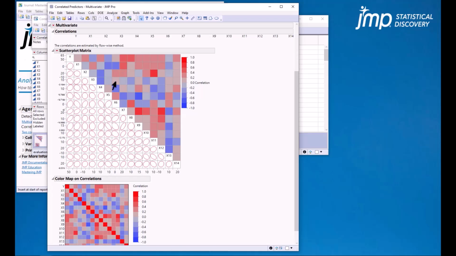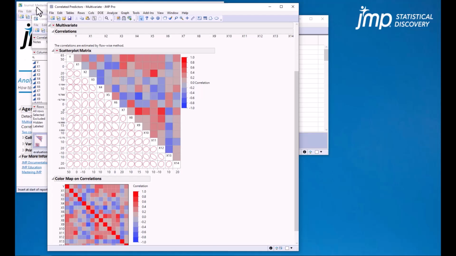So notice that y is correlated with some of the x's, but many of the x's are correlated with each other, with both high positive and high negative correlations. The reds are high positive correlation, the blues are high negative correlation. And it turns out that high correlation in your predictor variables can harm your linear regression model. This is called collinearity or multicollinearity. It's a problem in linear regression.